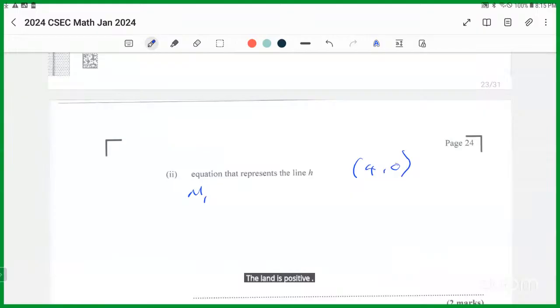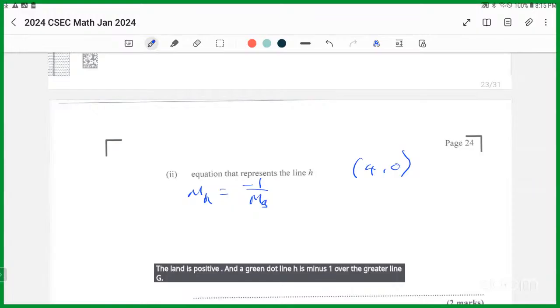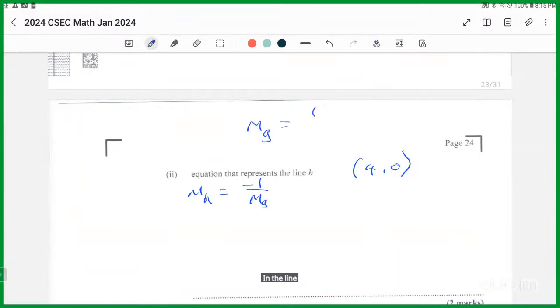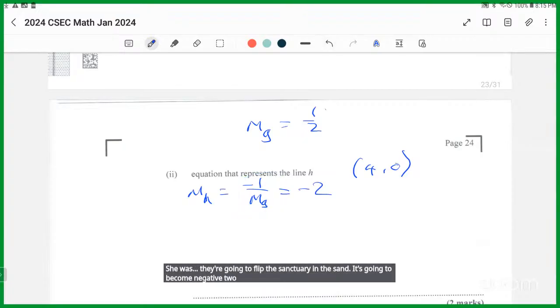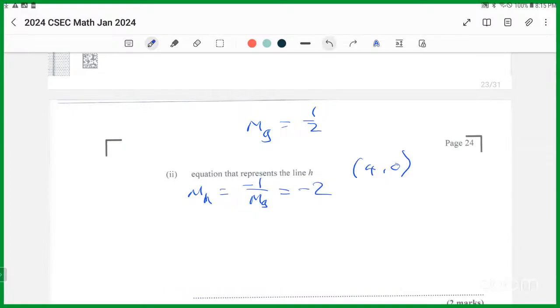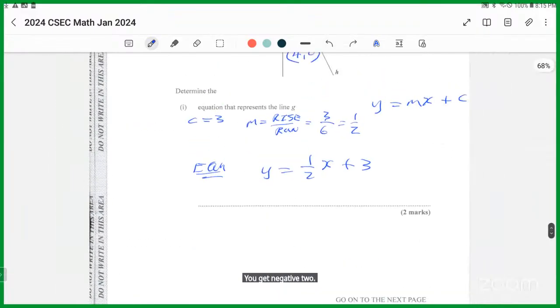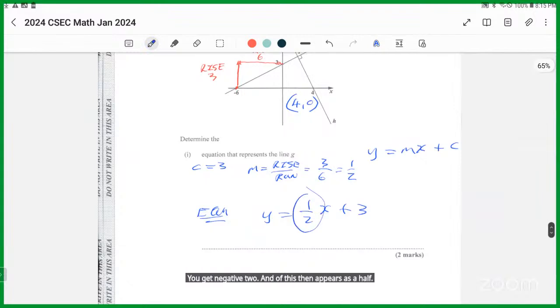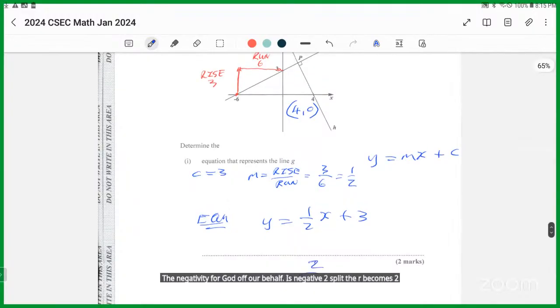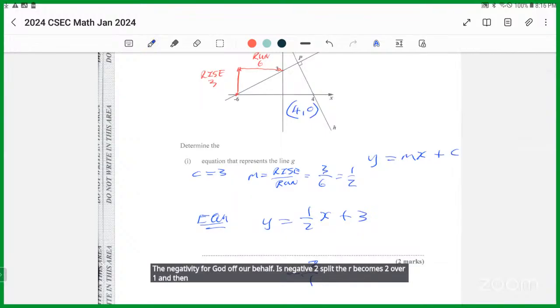And the gradient of line H is -1 over the gradient of line G. Gradient of line G was half. So you're going to flip this and change the sign. It's going to become -2. Flip the half and change the sign. You get -2. Gradient of this line up here is a half. The negative reciprocal of a half is -2. Flip the half, it becomes 2 over 1. And then change it to negative. So it's -2 over 1, which is -2.